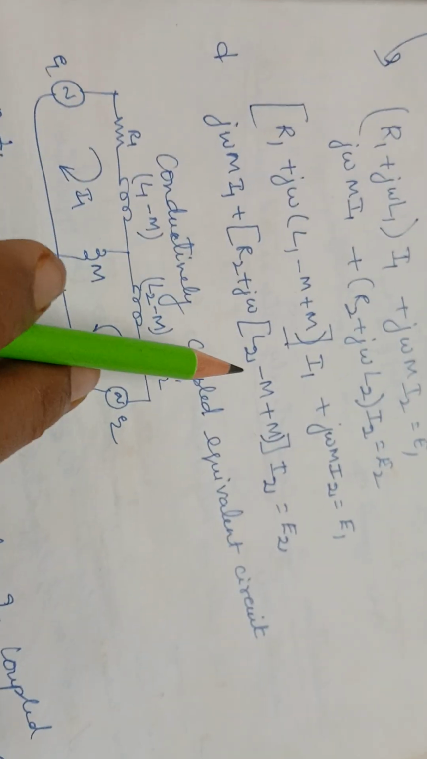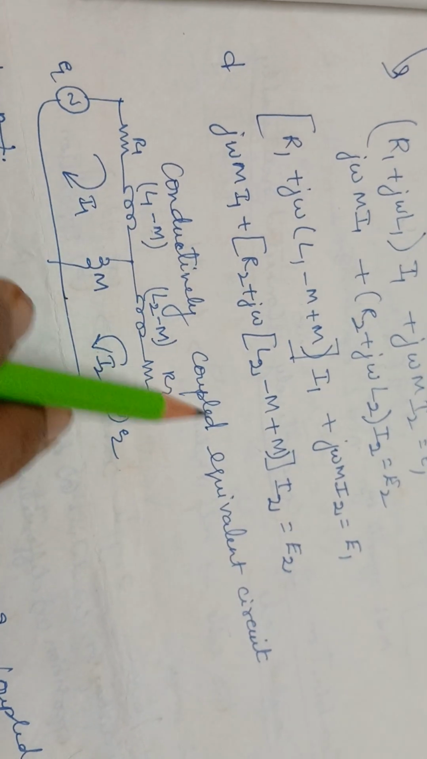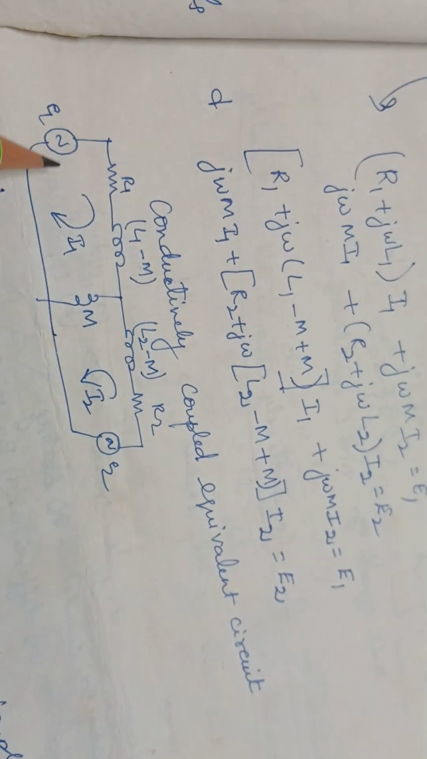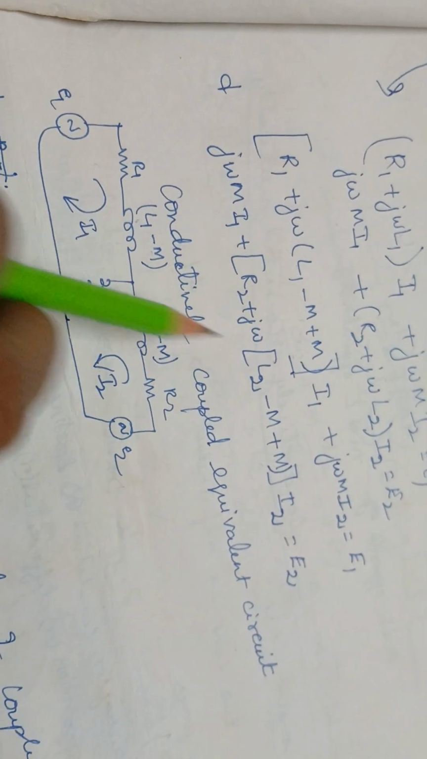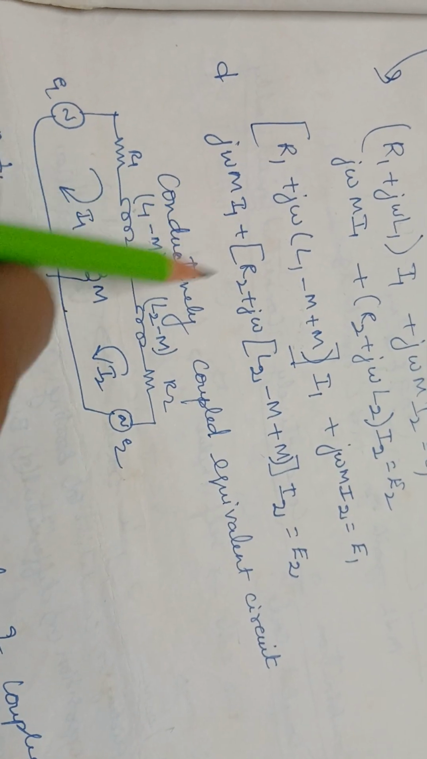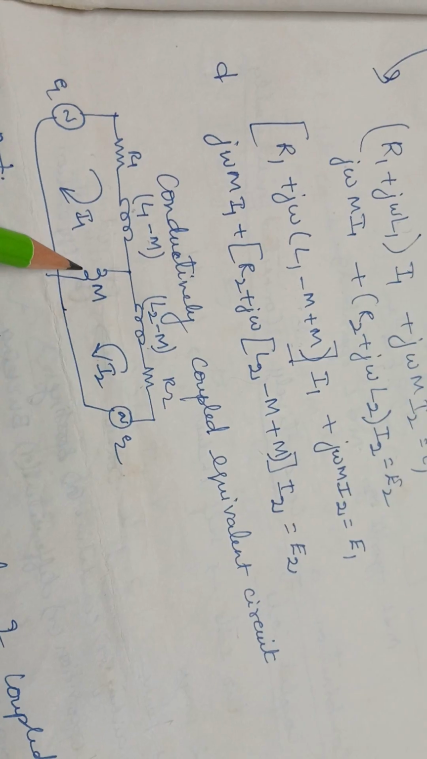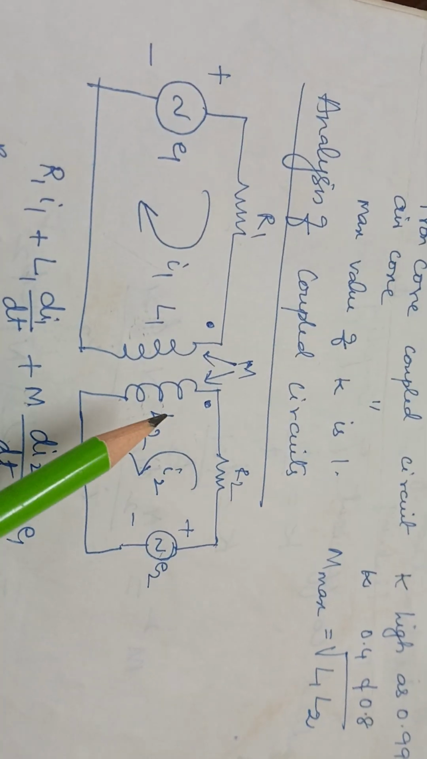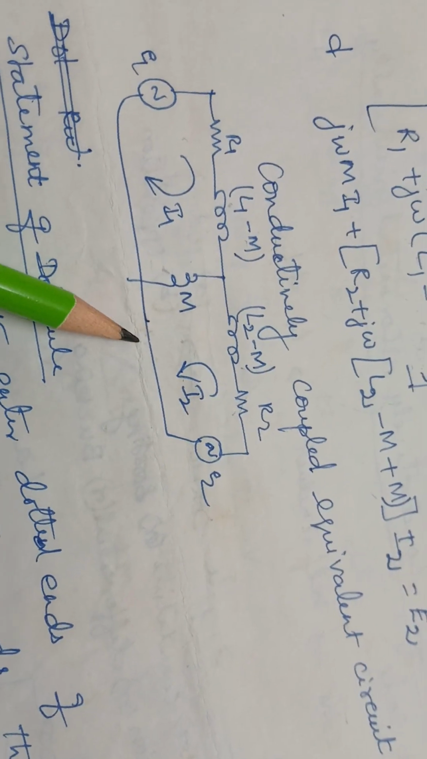Why? Because to make the conductively coupled equivalent circuit, from this equation we get R1, L1 minus M, and M. Similarly in this equation we write R2, L2 minus M, and M. This is the equivalent circuit of the coupled circuit.